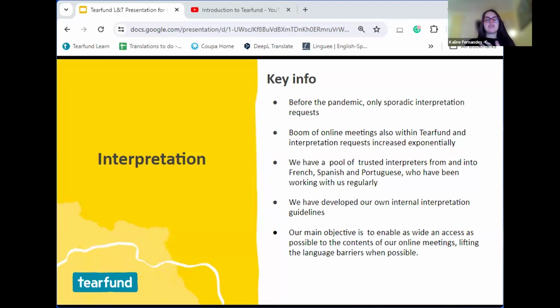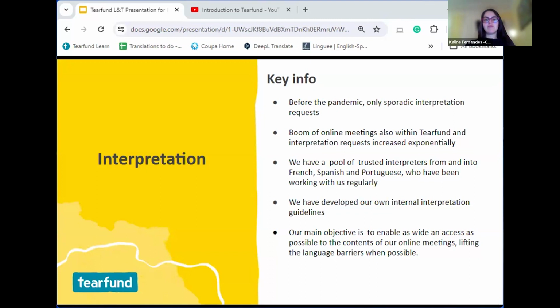As a result of that, we started to build our pool of interpreters who work to and from English, Spanish, French, and Portuguese. So these professionals have been able to work with us regularly, and we've been able to develop with them a relationship, and they have become familiar with our terms, our theme, style, and language, which has also enabled them to provide a more accurate and faithful service.